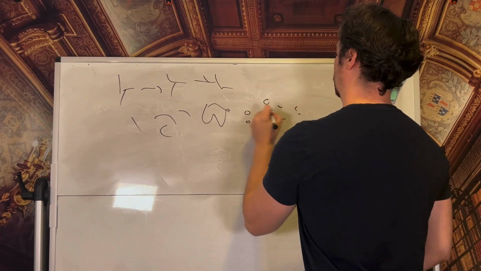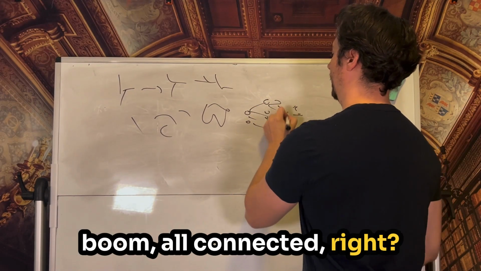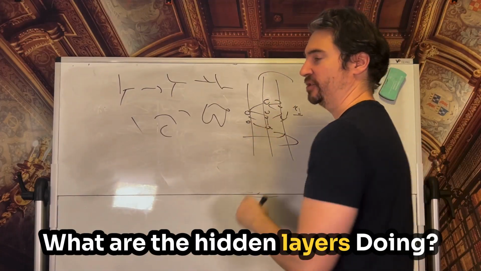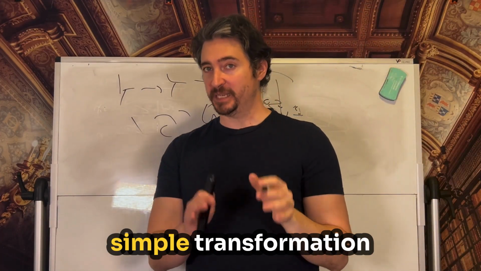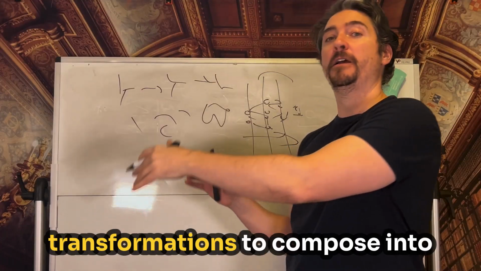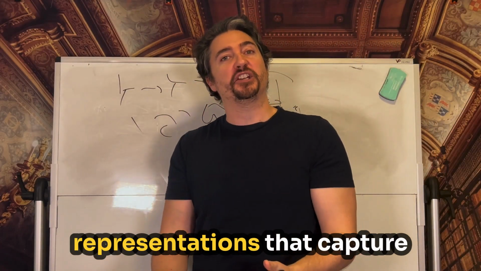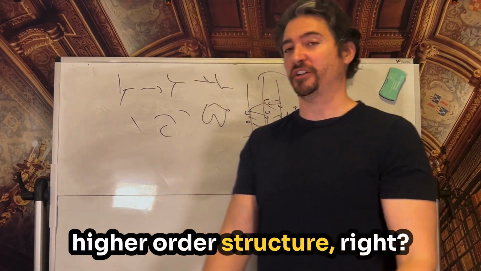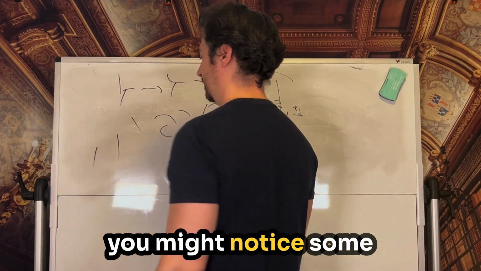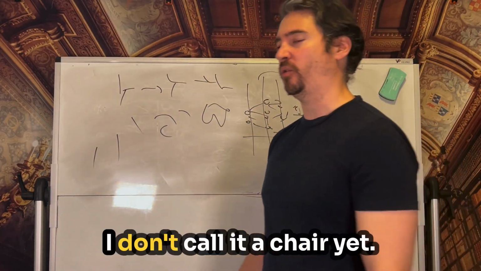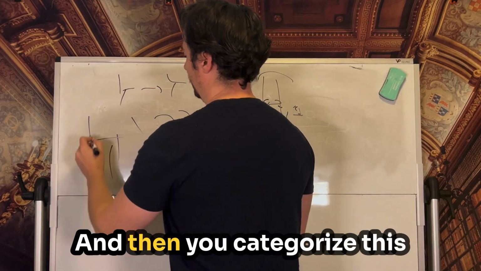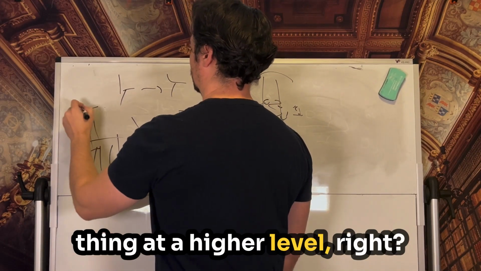it's all connected, trickling through. What are these layers doing? Specifically, what are the hidden layers doing? Each layer performs a simple transformation of the representation. The depth allows these transformations to compose into representations that capture higher order structure. If you're looking at a chair, you might notice some basic stuff, but I don't know it's a chair. I don't call it a chair yet. Then you notice some other stuff, and then you categorize this thing at a higher level.